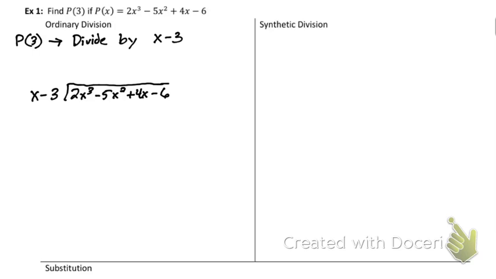Well, what we're going to do is we're going to look at this biggest power. I have 2x cubed. And we're going to see what I can multiply the biggest power over here by to make it equal 2x cubed. Well, we're going to multiply by 2x squared. And now we're going to take that 2x squared and multiply it by x minus 3. So 2x squared times x does give me my 2x cubed. Then we're going to do 2x squared times a negative 3, which will be a negative 6x squared.